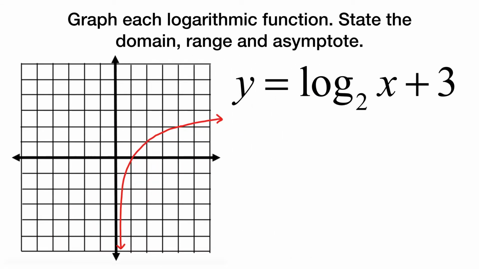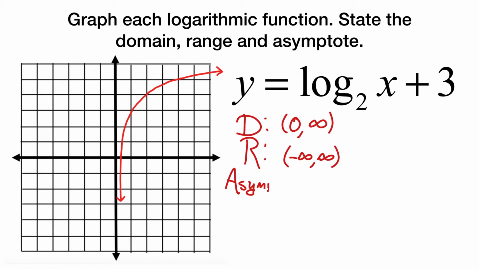Now let's try this one. You'll notice this looks just like our first one from this section, log base 2 of x, but now it's plus 3, which means we're just moving up 3, like this. Now, did this change our domain? No, because it didn't move left or right, meaning our domain is still going to be 0 to infinity. Our range and asymptotes also don't change.